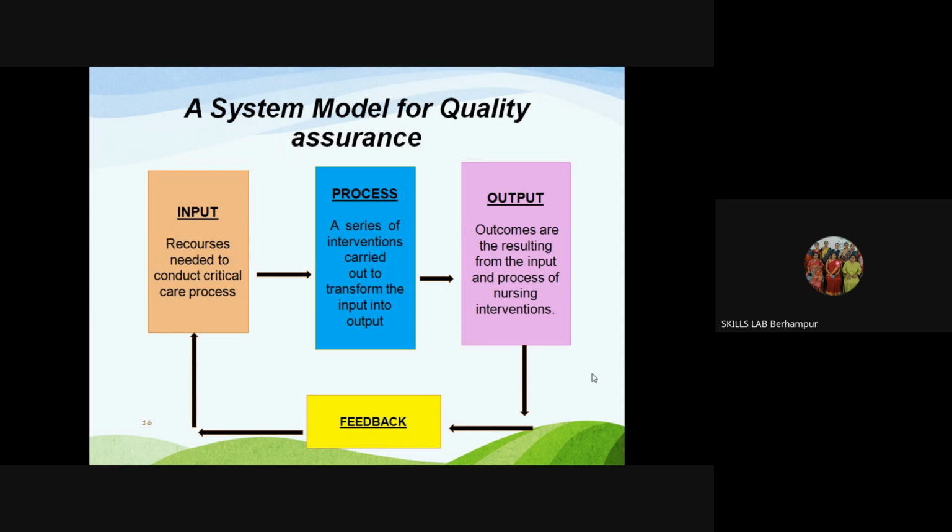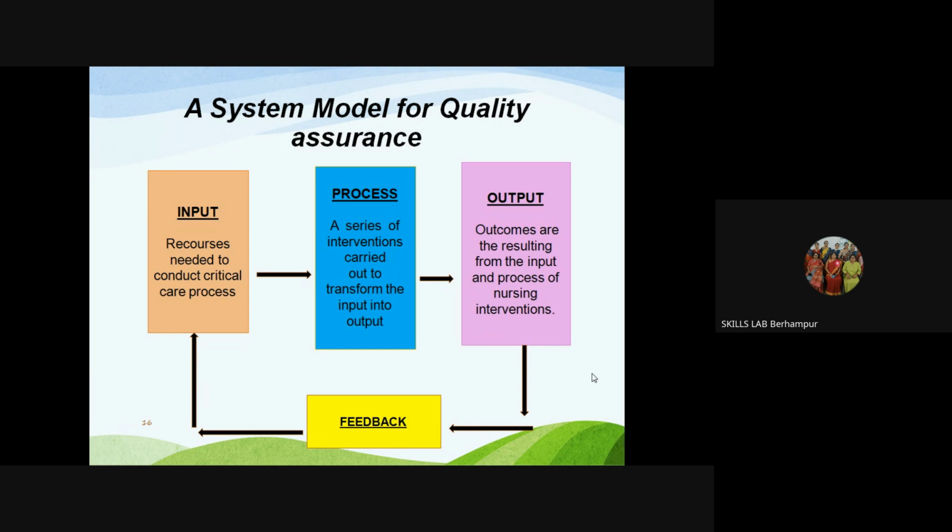The second one is process, a series of interventions carried out to transform the input into the output. Then output means patient outcomes. When we apply the nursing process to patients, if the patient outcome is good, then the total intervention was correctly performed. Outcomes result from the input and the process of the nursing intervention.